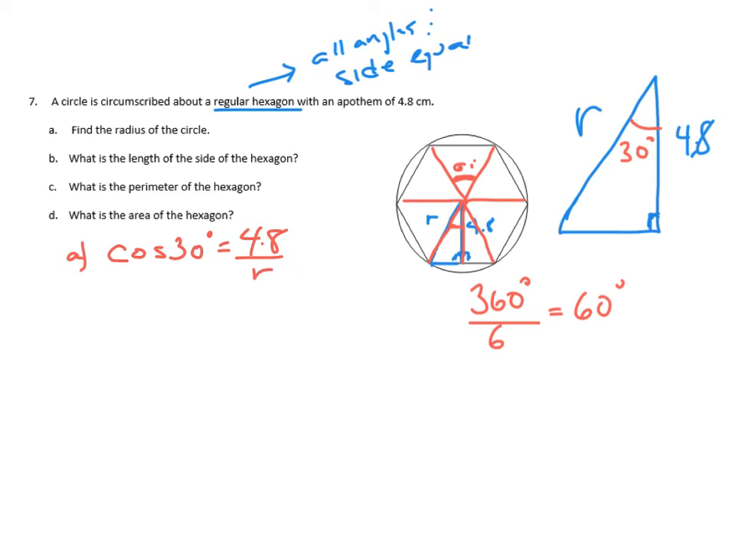All right, on your paper, do the multiplication. Multiply both sides by r, divide both sides by cosine of 30, and in the end, see if you get 5.5 centimeters.